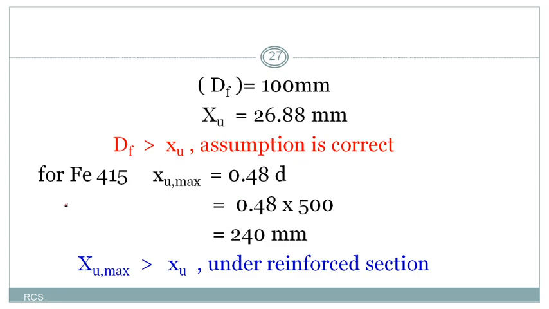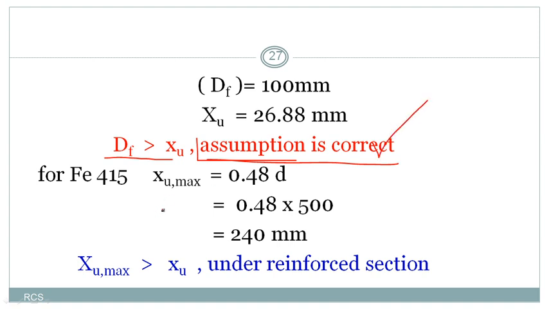Now compare our Df and xu to check our assumption. Df is 100 mm, xu is 26.88, so our Df is greater than xu, so our neutral axis falls in the flange, so I can call our assumption correct here. So what we assumed is correct.